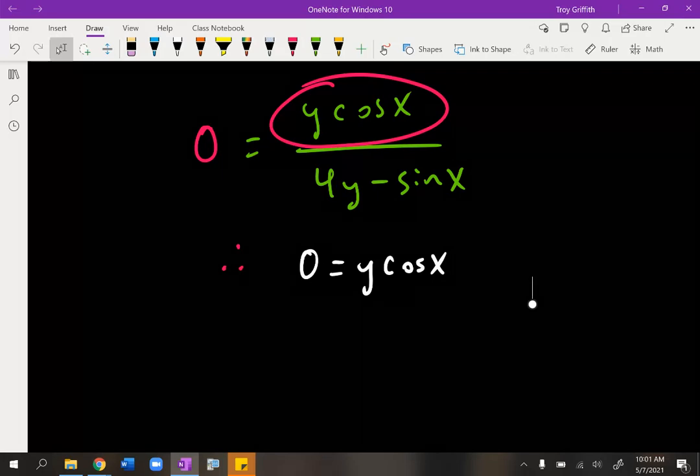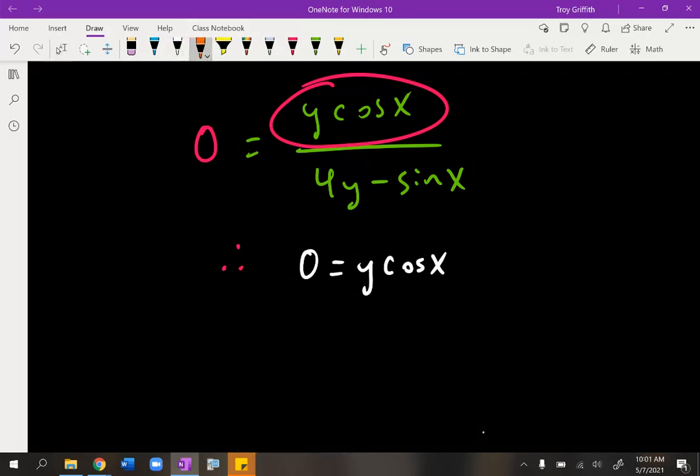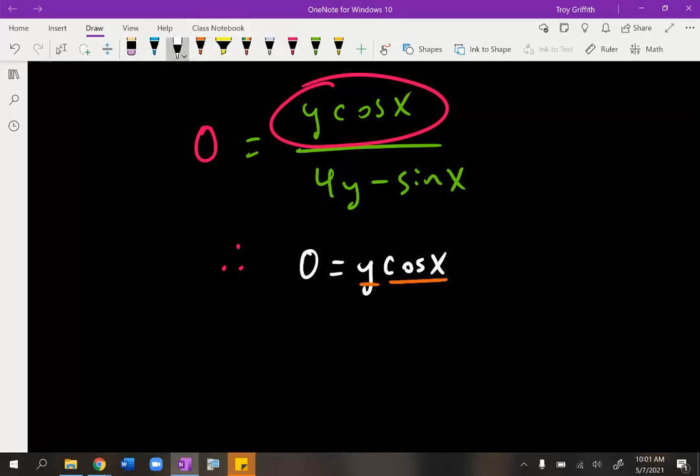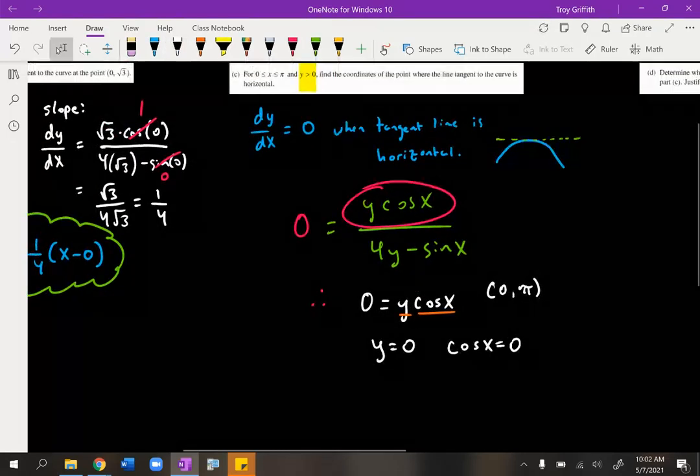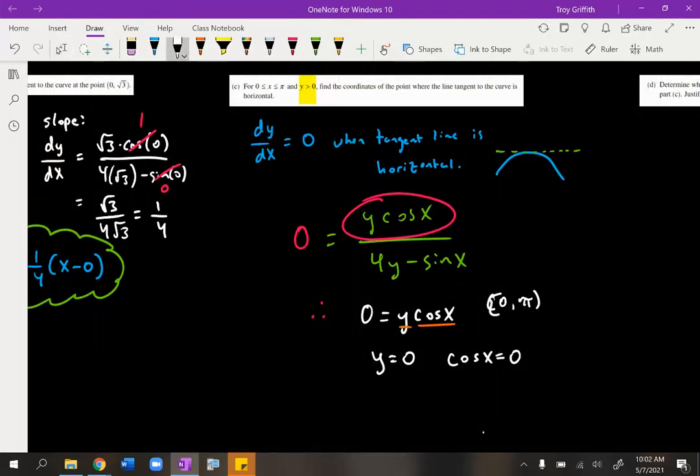All right. So in order for this to happen, we have a product here, one thing times another. The product's equal to 0. So this could either happen when y is 0 or when cosine of x is 0. And keep in mind, we are thinking between 0 and pi here, as the problem says. Really, I guess I should put brackets here.